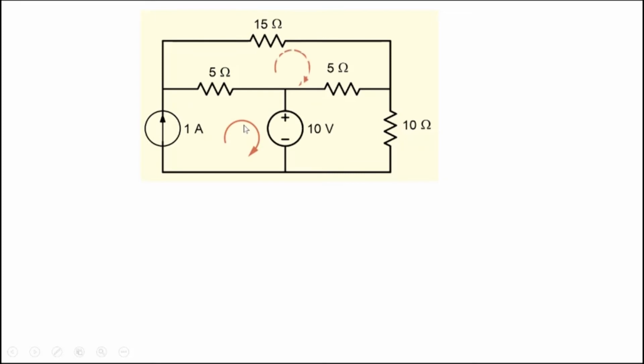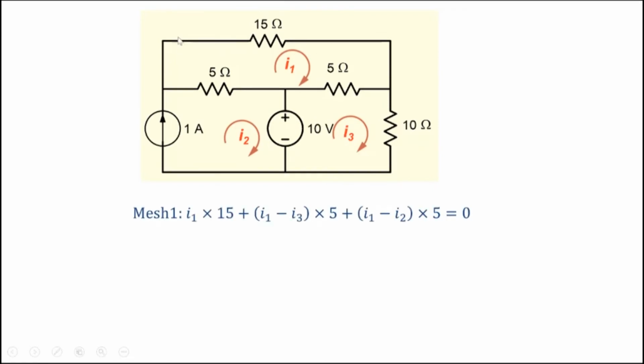So let's put in three meshes here. Let's call these currents I1, I2, I3, all clockwise here. And let's write down the equations. So for the first one, you can start from here, I1 into 15. There's only I1 current flowing through this, I1 into 15. Then you come here, you go clockwise. So you come here, the current is I1 minus I3. So you go in the direction of the current that you've chosen, I1 minus I3 into 5.